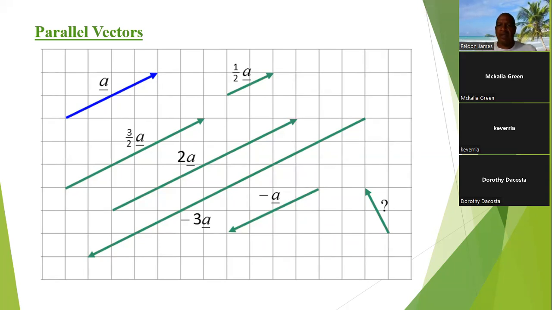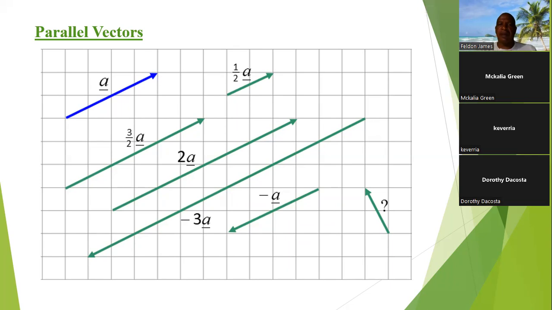What about -3A and -A? What would you say about those? In relation to A, they're going in the opposite direction. So what would you call those? When vectors are opposite, they're antiparallel. Good. What about the one with the question sign? Is that parallel or antiparallel? Neither. Right. So that one would be neither parallel nor antiparallel. All right. So you get the idea of what we mean by parallel and antiparallel.